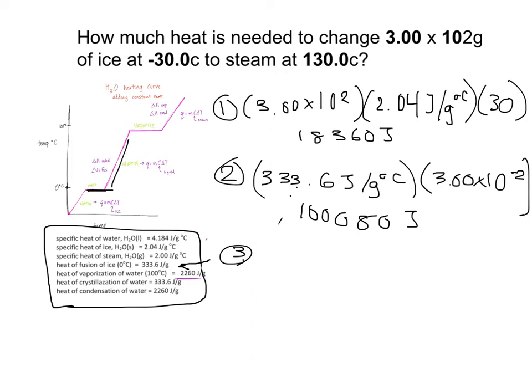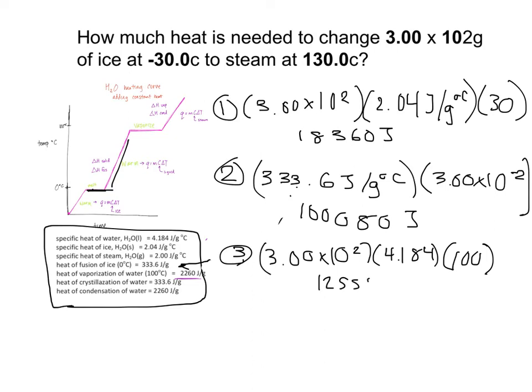The third equation, you're going to be raising up from 0 to 100. So here you'll multiply 3.00 times 10 to the second times 4.184, because it's water now, times 100, because you're raising up to 100. And then you will get 125520 joules.